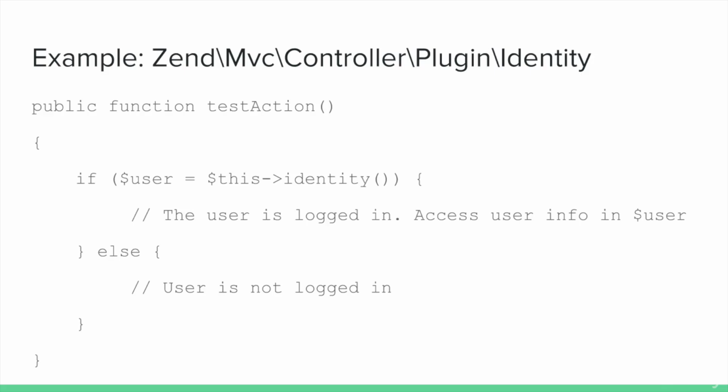Now we will talk about the various controller plugins and how to use them. The first one is the identity plugin. What this does is that it allows you to access the identity of the currently logged in user. If the current user is not logged in, the plugin returns null. Typically, a user's object will be stored within the identity, and thus we could access the user's name, for example.